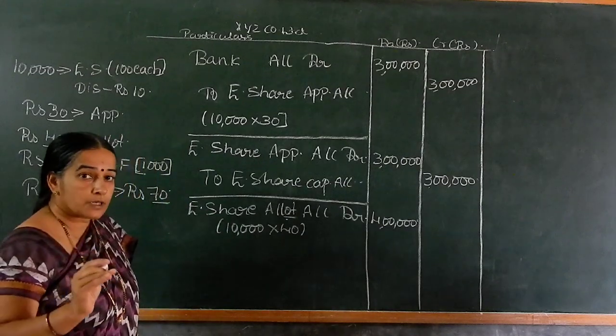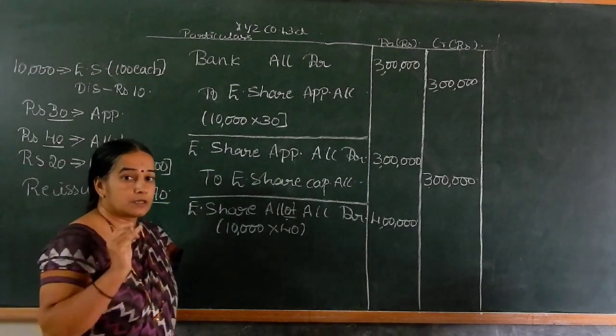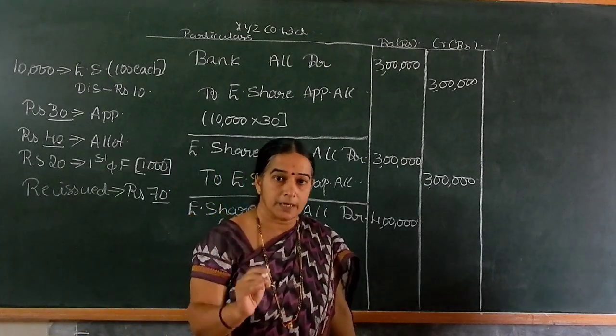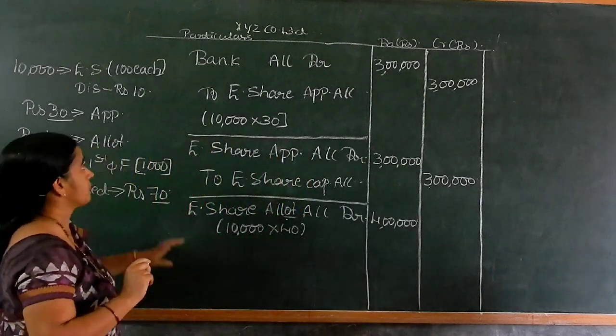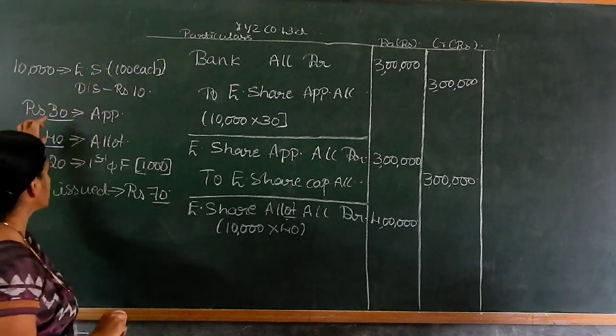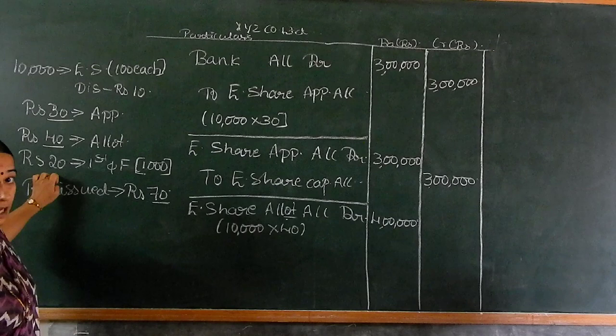Now, discount is an expense to the company. So here the discount on issue of shares account will be debited because it is an expense. The face value of each share is 100. If you add up together, it will come to 90. Means what is the discount given?